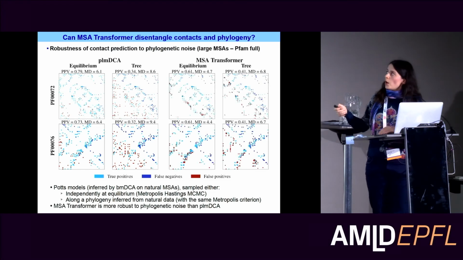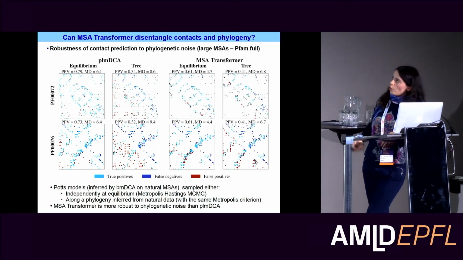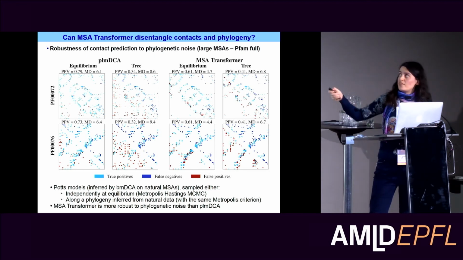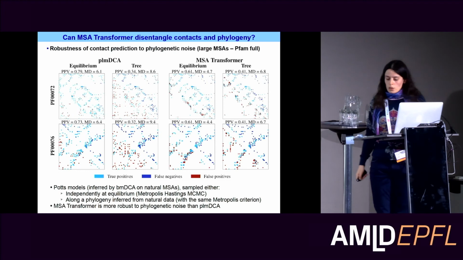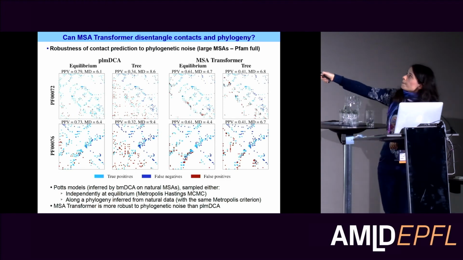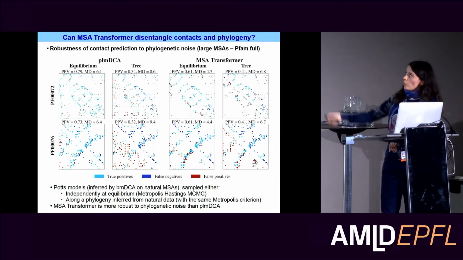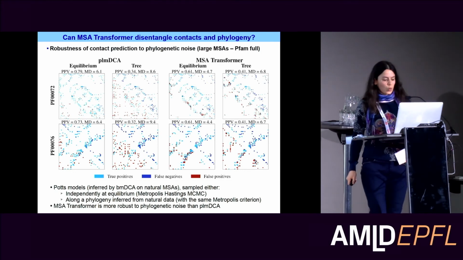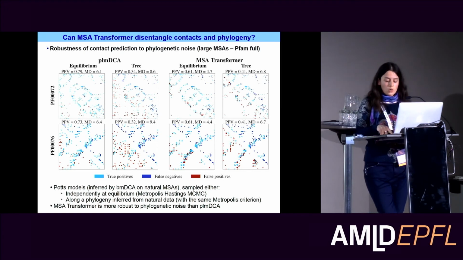Okay. Now let us compare this to what happens for the same synthetic data, but now when contacts are inferred by MSA Transformer using the row attention heads. And you can see here that the phylogenetic noise between these two cases, without phylogeny and with phylogeny, is really less important than here. We don't have all these scattered false positives, and it's the same for this family. So quantitatively, we can compare PPVs or AUCs, and we can see that MSA Transformer is more robust to phylogenetic noise than the Potts model.